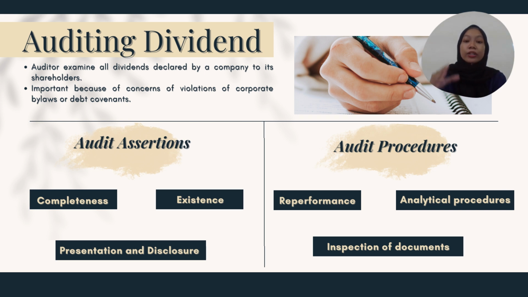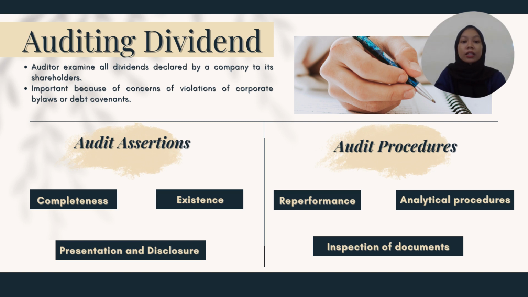Next is existence. For the existence, the audit procedure is the auditor can do the inspection of documents. For example, all the dividend transactions should be documented in board minutes as a proof of approval and the declaration. So ensure all the dividends are recorded in the current accounting period.